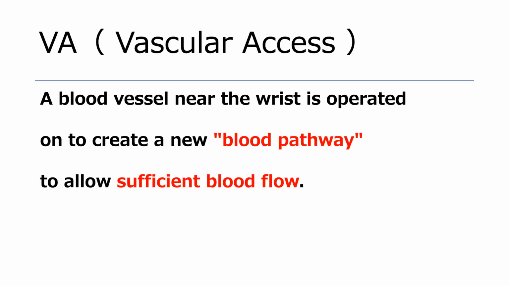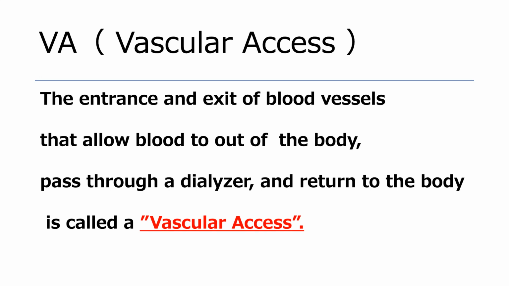Hemodialysis requires blood to be drawn out of the blood vessels at a rapid rate. Therefore, a blood vessel, usually near the wrist, is operated on to create a new blood pathway to allow sufficient blood flow. The entrance and exit of the blood vessels that let the blood out of the body, pass through the dialyzer, and return it back into the body is called the vascular access.